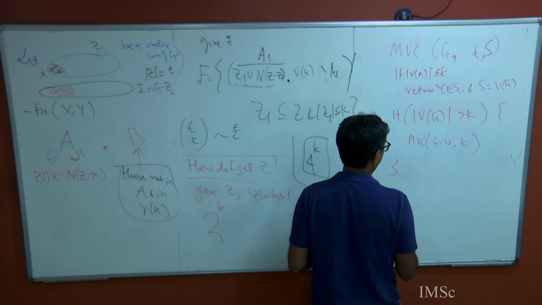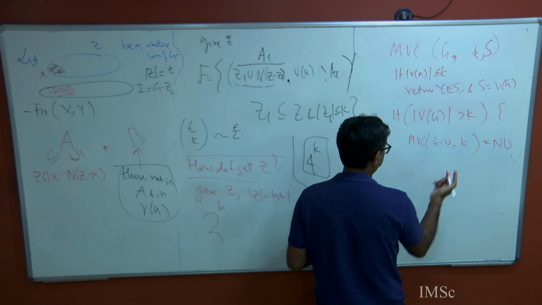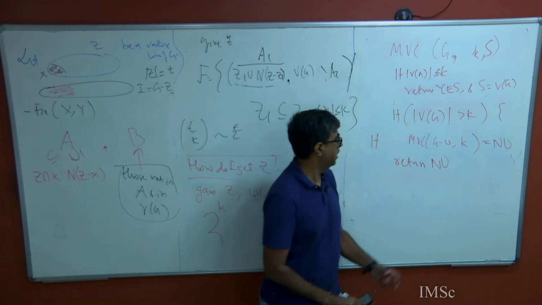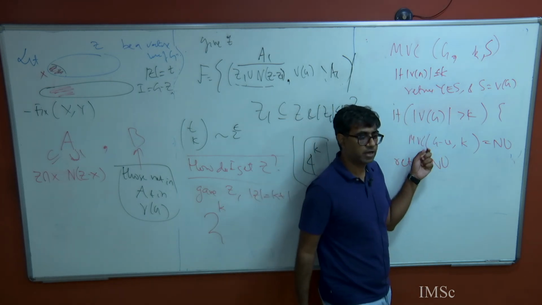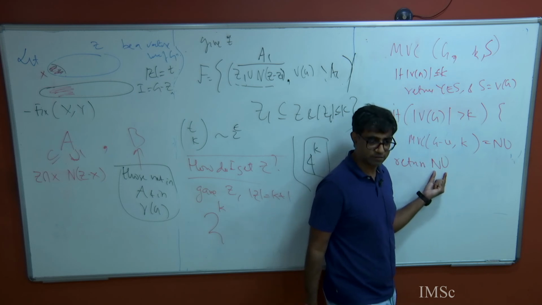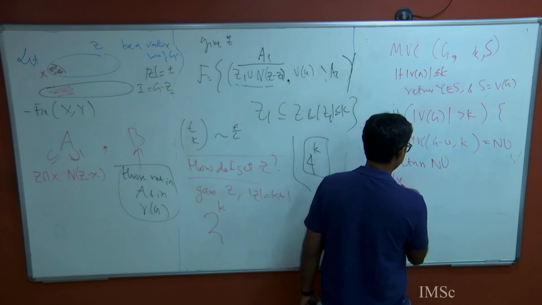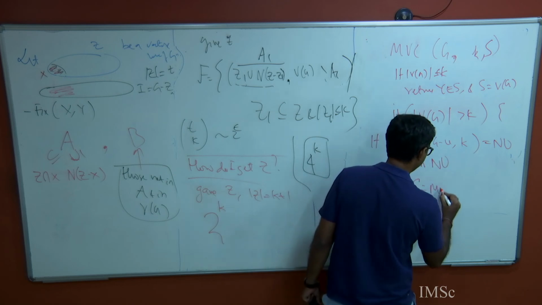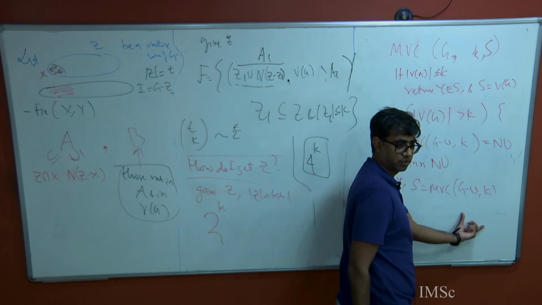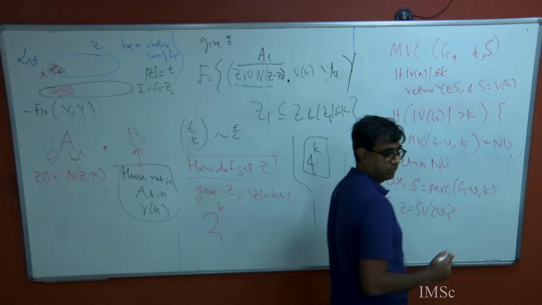So what should I write? If this is equal to no, what do you do? You also return no. What is the meaning of this? That there is no vertex cover of size at most k for G minus V. Can G have a vertex cover of size at most k? No. Else, it has returned a vertex cover of size at most k. Now let Z equal to S union V.